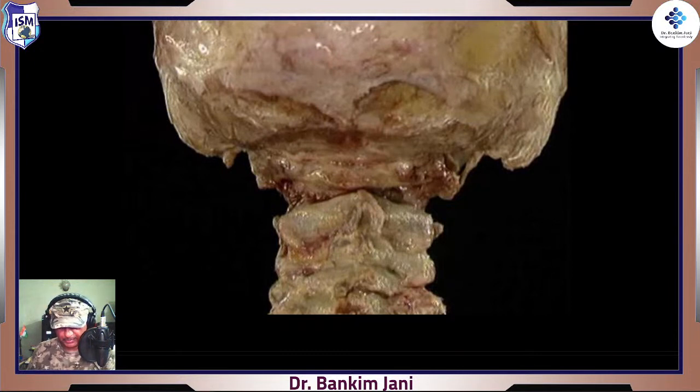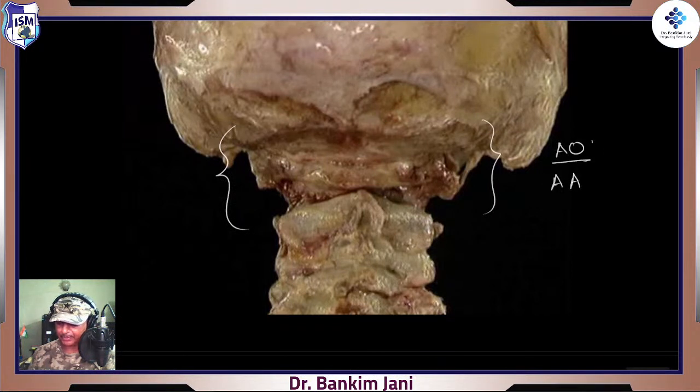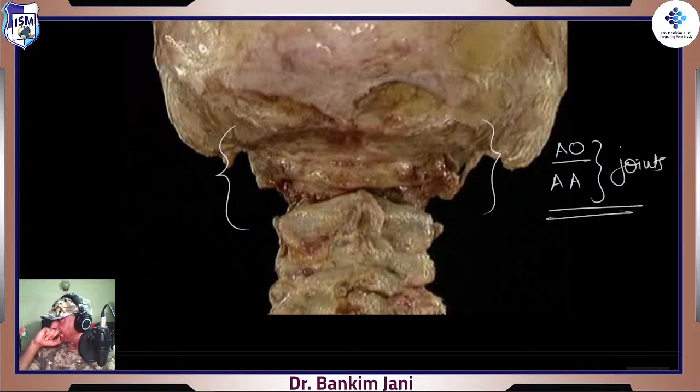Now over here, we already talked about it, right? But this is the actual atlanto-occipital and atlanto-axial joints, right? These are the atlanto-occipital and atlanto-axial joints. And we just say one thing, how to differentiate between disc and joint?